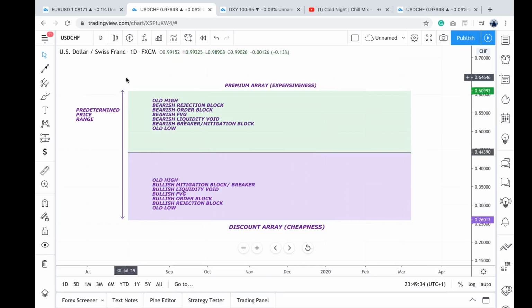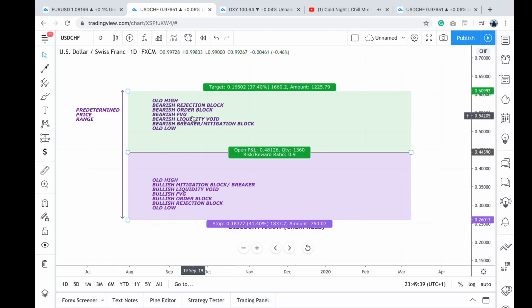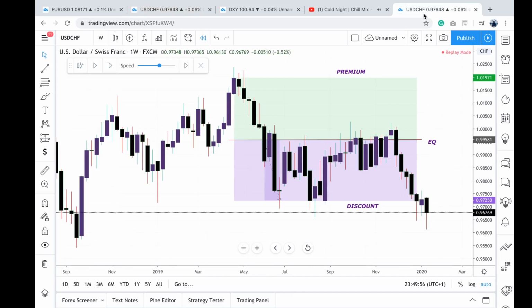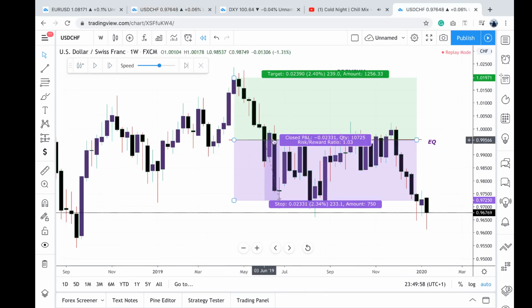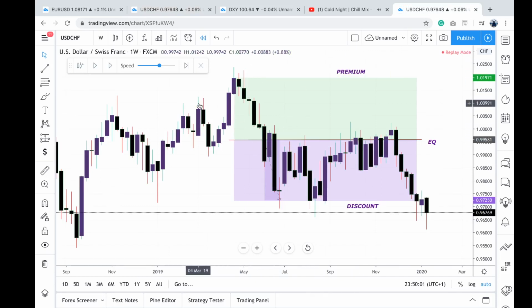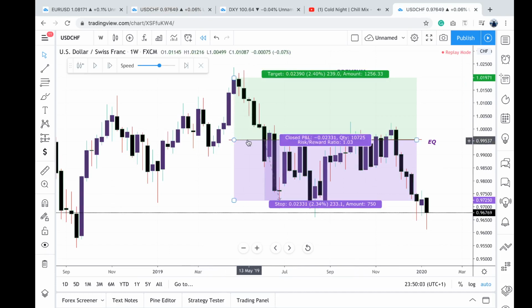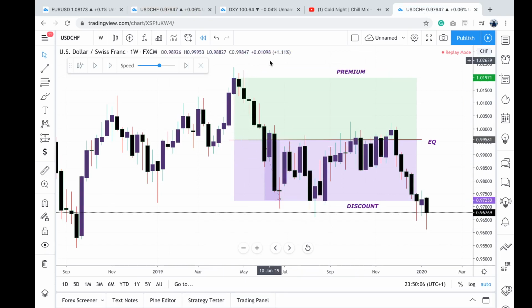Now you look at the order of appearance of a premium array. The first thing you have is old lows. If price moves from a discount level, you're looking for sells in line with a bearish institutional order flow. The first level where price could potentially reach for, or sell from, is old lows. Now let's answer this question: is there any old low on USD CHF? Not really. There aren't any old lows around USD CHF, so we scratch that out.